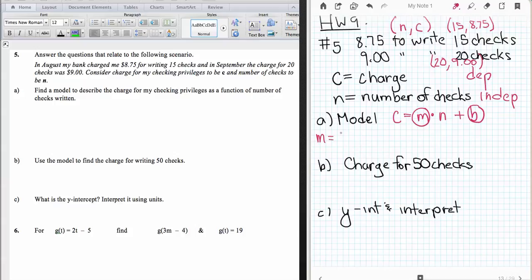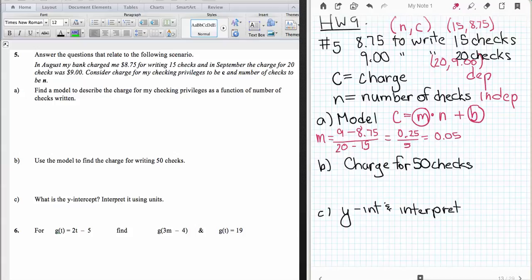So M is equal to my y's, 9 minus 8.75, over the x values, 20 minus 15. So this is going to be 0.25 divided by 5, and that's going to be 0.05. So that's the 0.05.